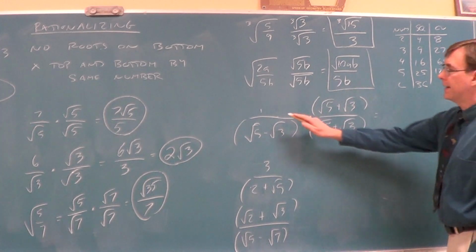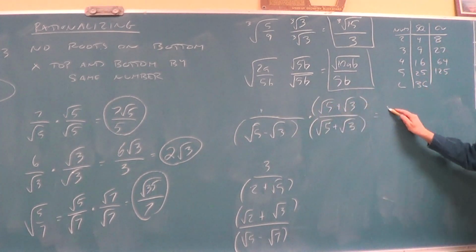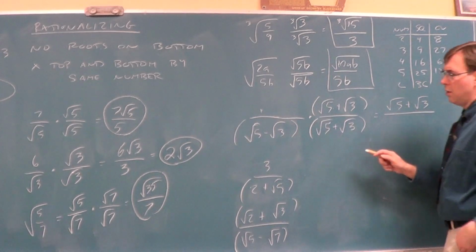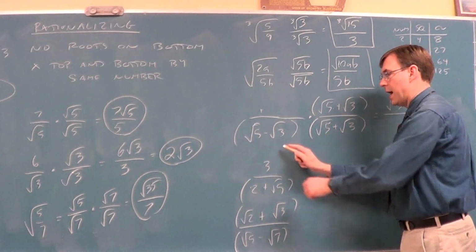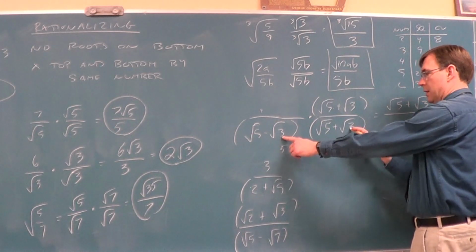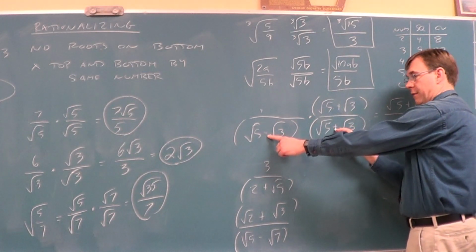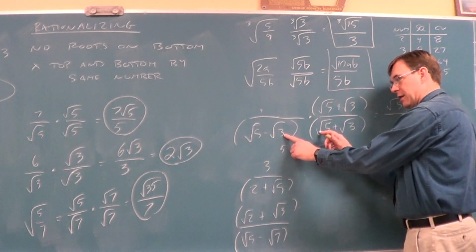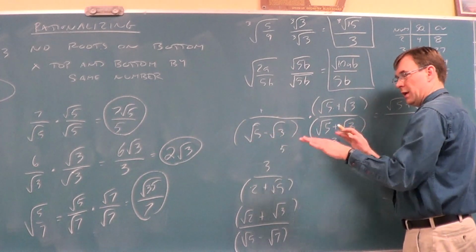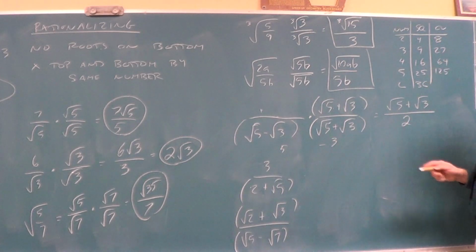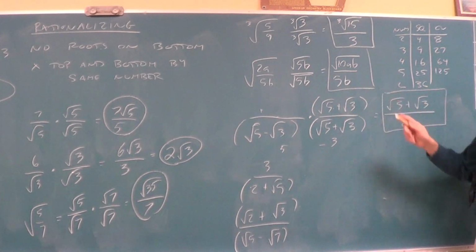So the answer for this: 1 times anything is that same anything. On the bottom, these multiplied would make a 5. These multiplied would make a 3, but it would be negative because they're different. And then the negative root 15 and the positive root 15 would wipe each other out. 5 minus 3, that's a 2, and that's the best answer we could get from that.